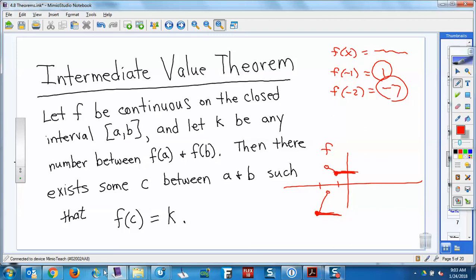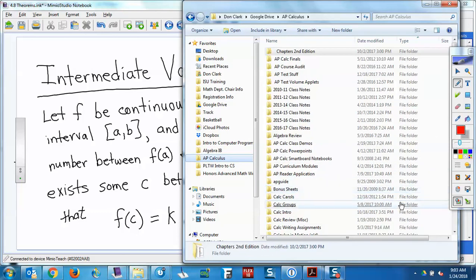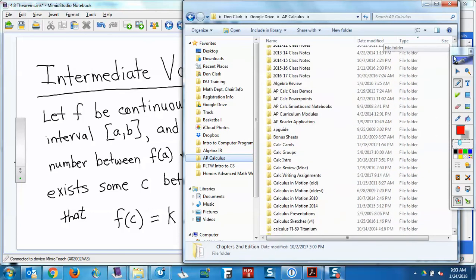Okay? So there's a little picture of this that I could show. Let me see here. If I can find it.